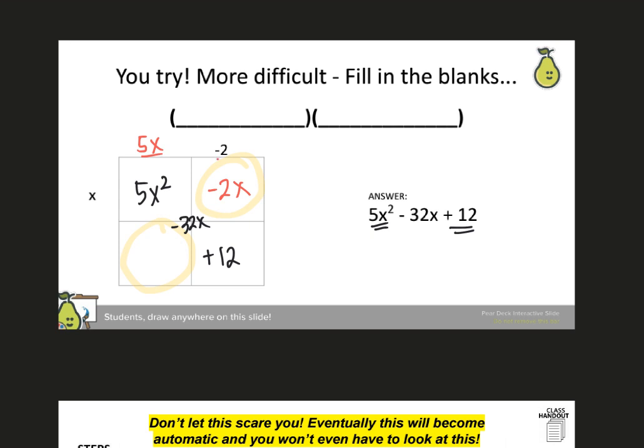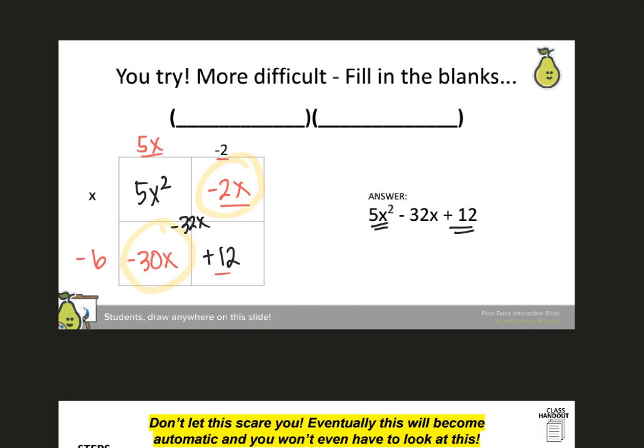well, let's see. If this is negative 2 and this is positive 12, to make positive 12, we know that this would have to be negative 6, because negative 6 times negative 2 would be a positive 12. And then lastly, now that we know that this is a negative 6, we could do negative 6 times 5, which would be negative 30x.